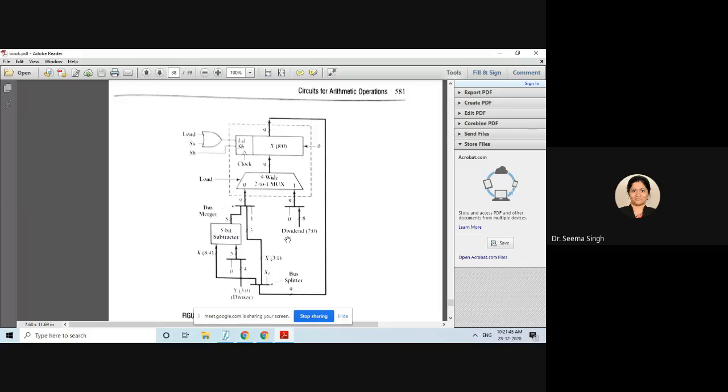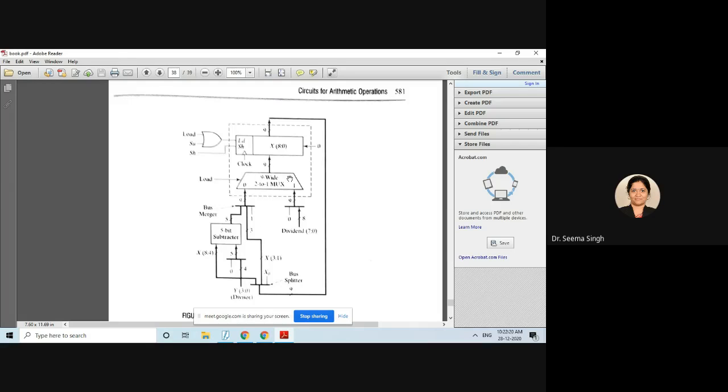So what we can see here is your divisor. You have your divisor here, that is 4-bit. 3:0 means it is a 4-bit number, and the 4 bits are going here, and this is your x8. You remember x8 was there, which was your 9th bit, which is put as 0 here. So this will come here as a 5-bit subtractor.